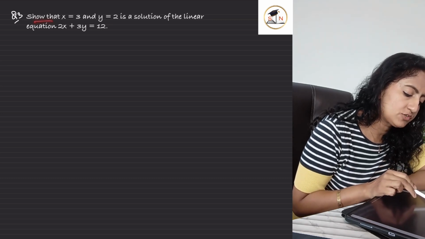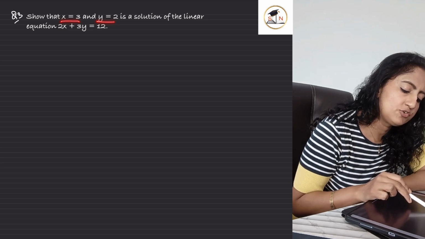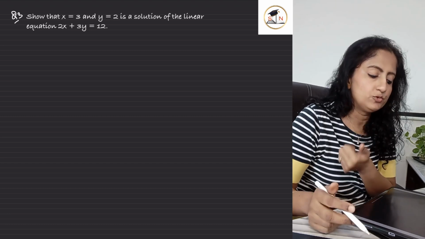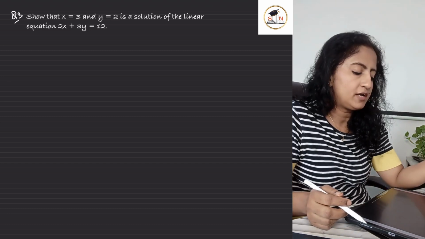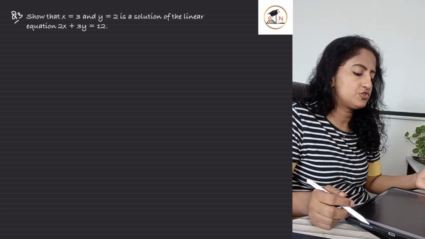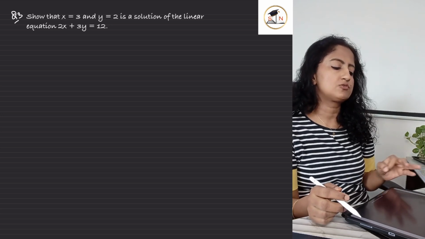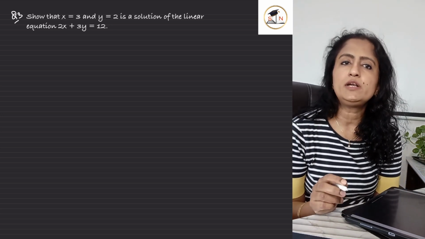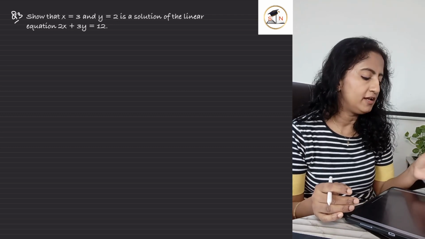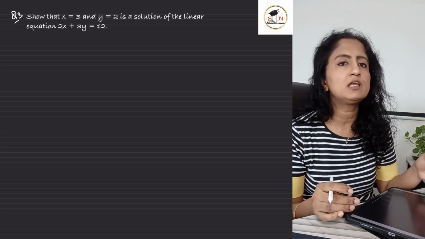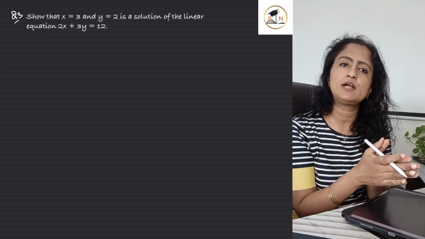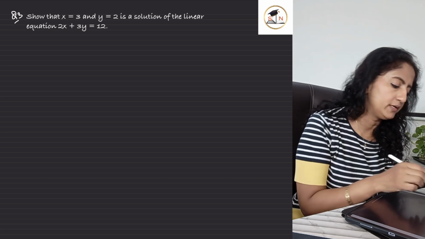Show that x equals to 3 and y equals to 2 is a solution of the linear equation 2x plus 3y equals 12, right? So what do we need to do? We have got an equation in two variables, 2x plus 3y equals 12, but now we need to show that x equals to 3 and y equals to 2 is a solution of it. So when we talk about the solutions, what actually we need to do? We just need to plug in the corresponding values of x and y in the given equation and check, are we actually getting an answer equal to the right hand side or not? Okay, let's see how to do it.